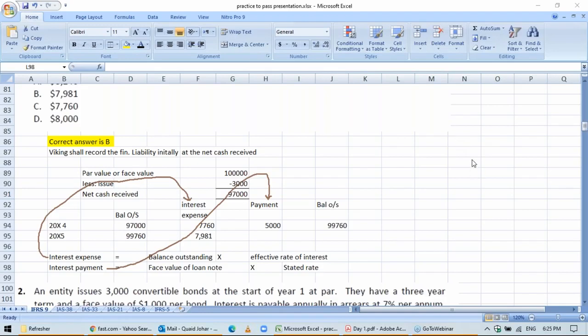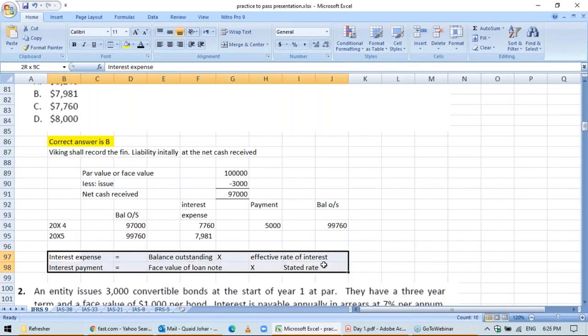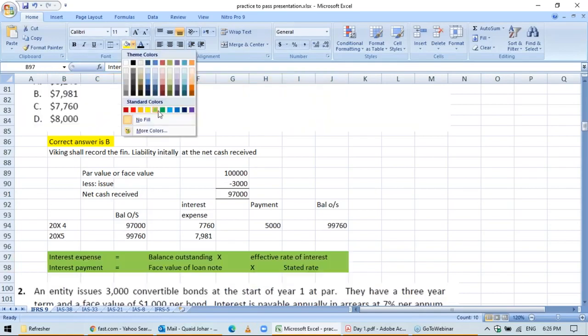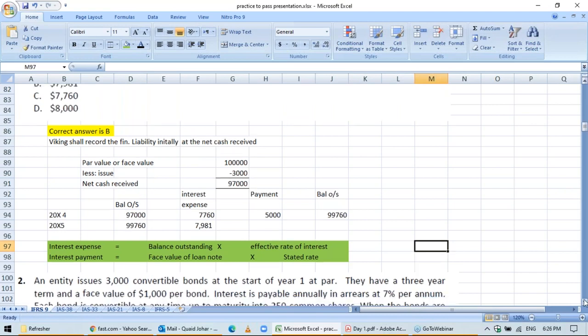In order to calculate the interest correctly, interest expense has nothing to do with the face value. We need to know what amount is outstanding, and the amount of net cash received is the balance outstanding on which you have to recognize the interest. Right? So that's the conclusion point over here. I am coloring the main points on the sheet. The green block includes the points you have to remember. Okay, students, let's move on to the next question.